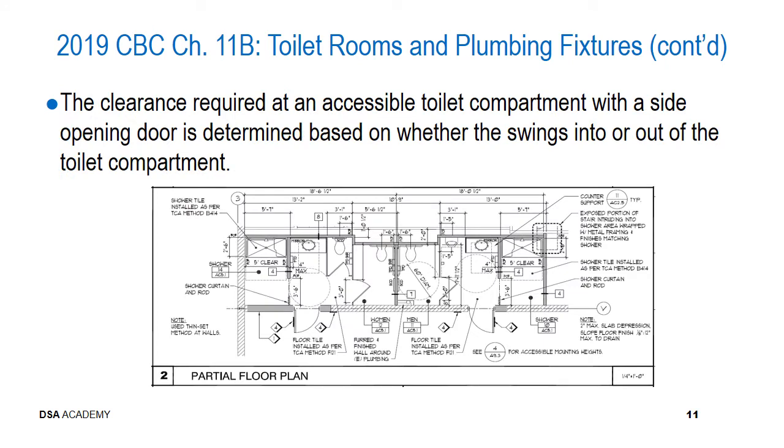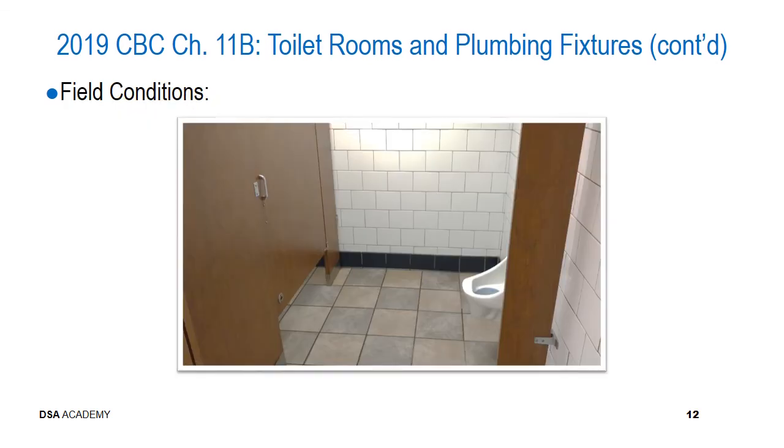This is a floor plan of a multiple accommodation toilet and bathing room. It's important to note that the clearance required at an accessible toilet compartment with a side opening door is determined based on whether the door swings into or out of the toilet compartment. This is a photograph of a non-compliant condition. The urinal is installed immediately opposite the toilet compartment door, which obstructs the required maneuvering clearance for that door.